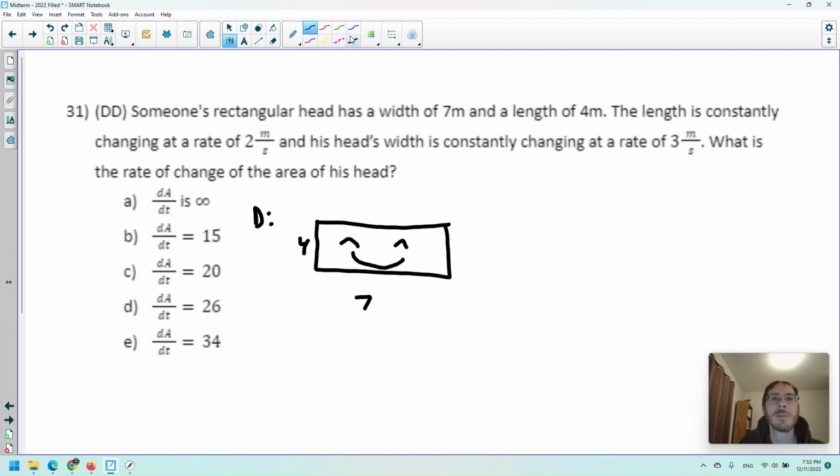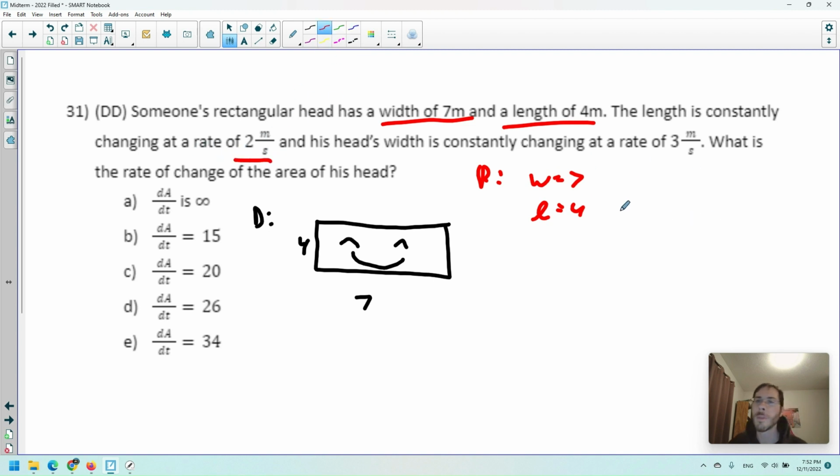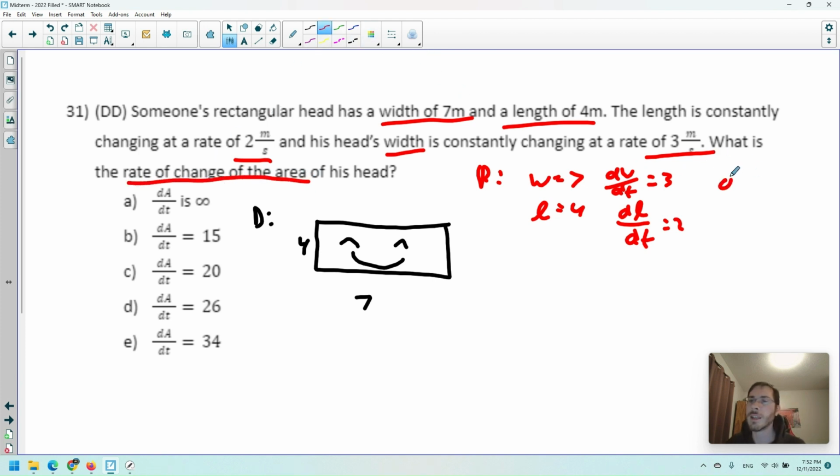All right. So in this case, we can set up our rate box. Width is 7, length is 4. The length is constantly changing at a rate of 2 meters per second. So we know that dL/dt is 2. The width is constantly changing at a rate of 3 meters per second. So dW/dt is equal to 3. What is the rate of change of area of the head? So we want to find dA/dt. That's our goal. That's going to be our question mark. So let's lock that all in.